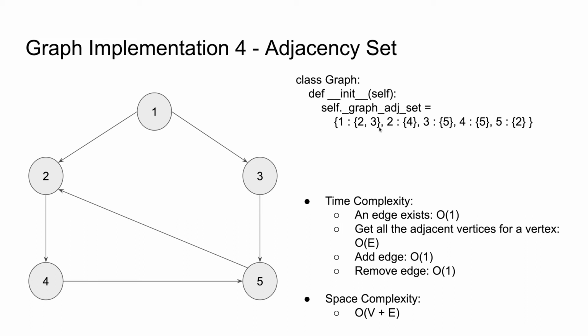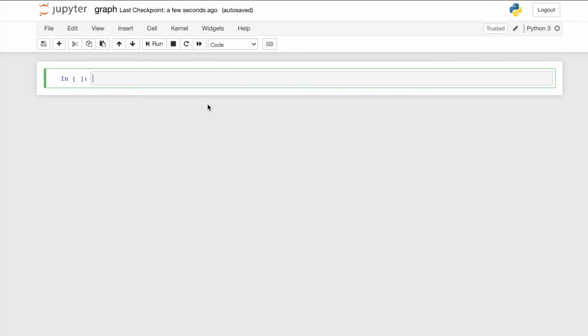Next is space complexity. As you can already see, it's similar to what we had in adjacency list. It's just that we have replaced list with a set, so it's gonna be the same, O of V plus E. Let's run the code. Implement the class graph using adjacency set approach.